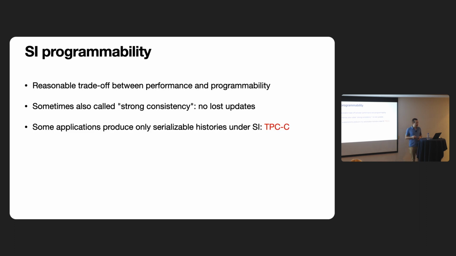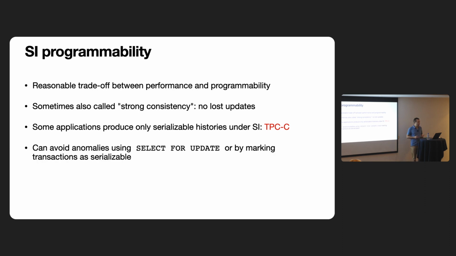And some applications, when you execute them under snapshot isolation, may actually produce only serializable histories, just because they don't have configurations that would lead to something like write skews. A very famous example is TPCC, which is the most famous benchmark that all the vendors use to report performance numbers for their databases. And we can also avoid anomalies using select for update selectively, or by selectively marking transactions as serializable.